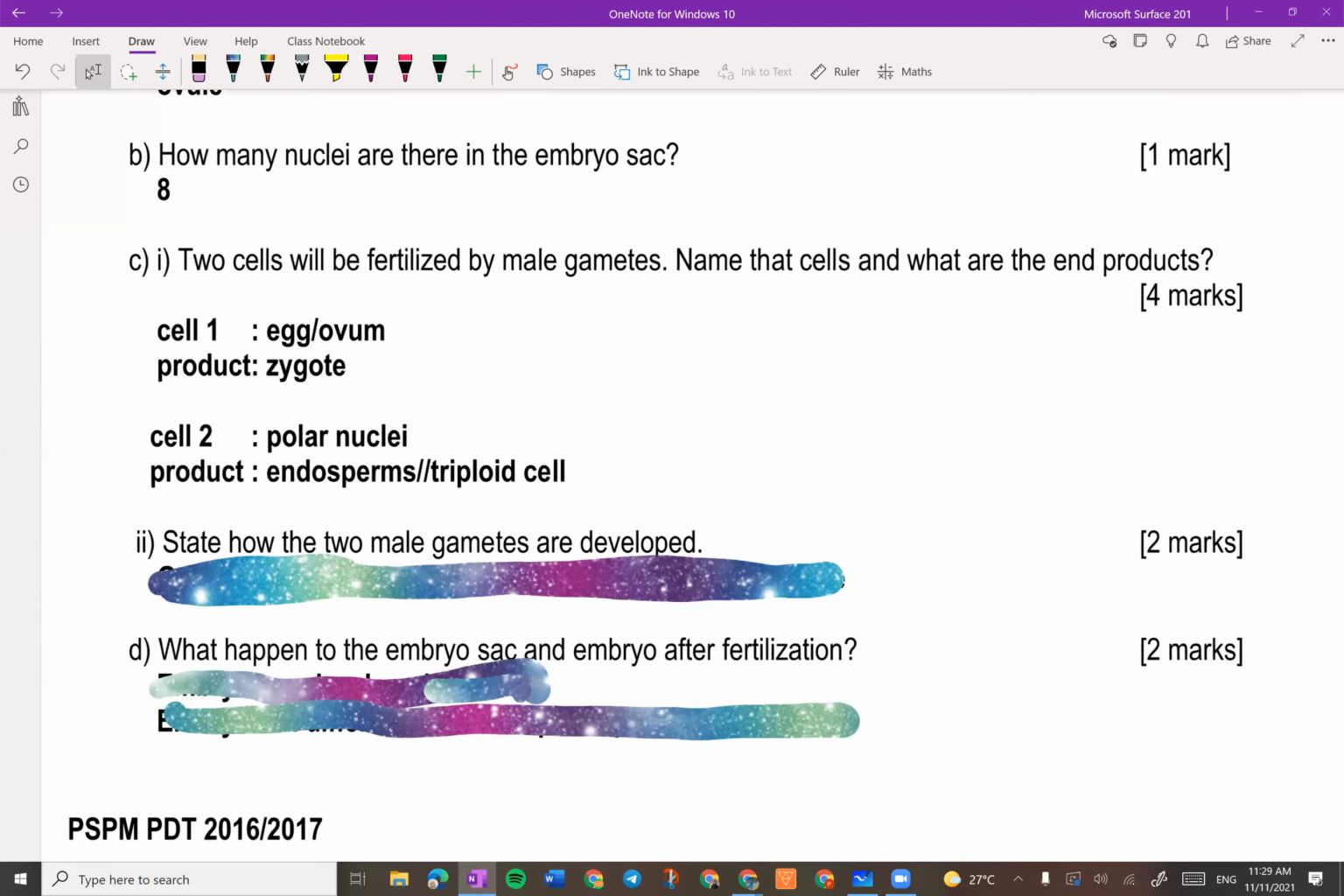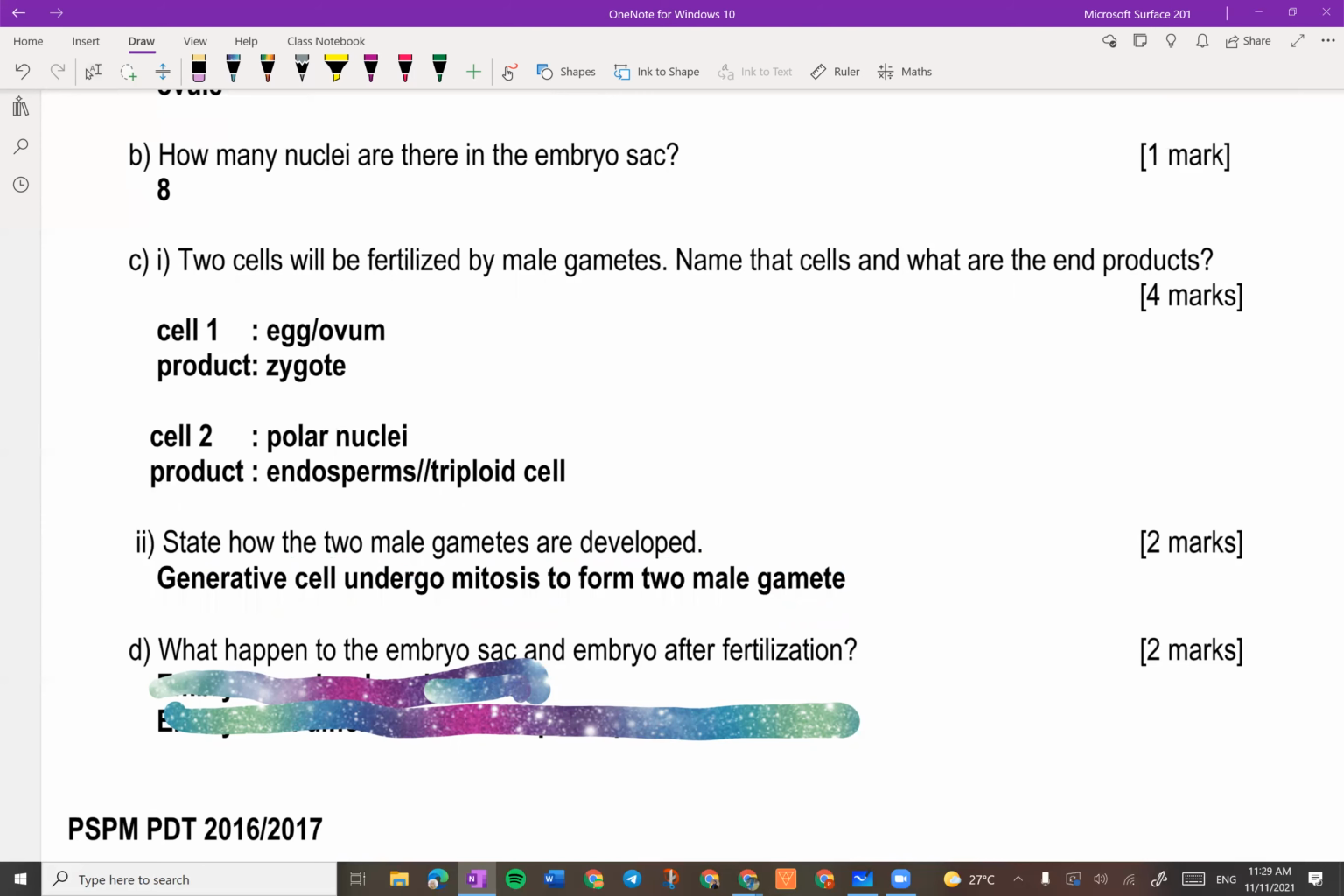How the 2 male gametes are developed. What are the processes you need to think about? They undergo mitosis, right? Okay, what undergoes mitosis? Generative nucleus. Okay, it will undergo mitosis. Only then will you get the marks. Okay, the first mark is for the process.